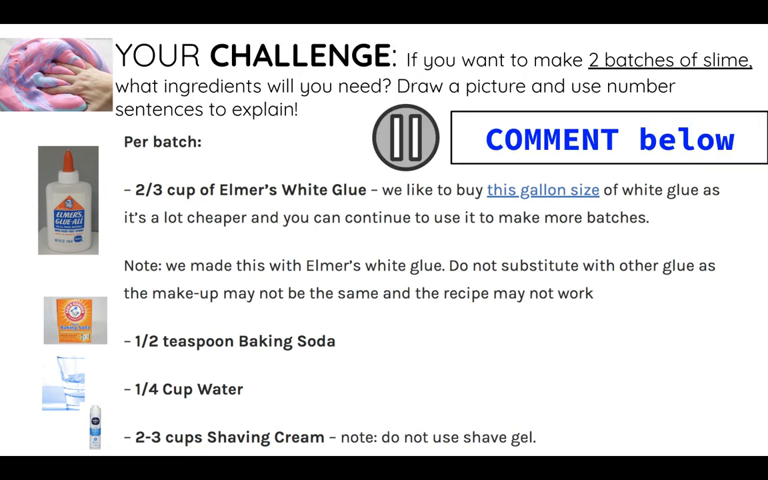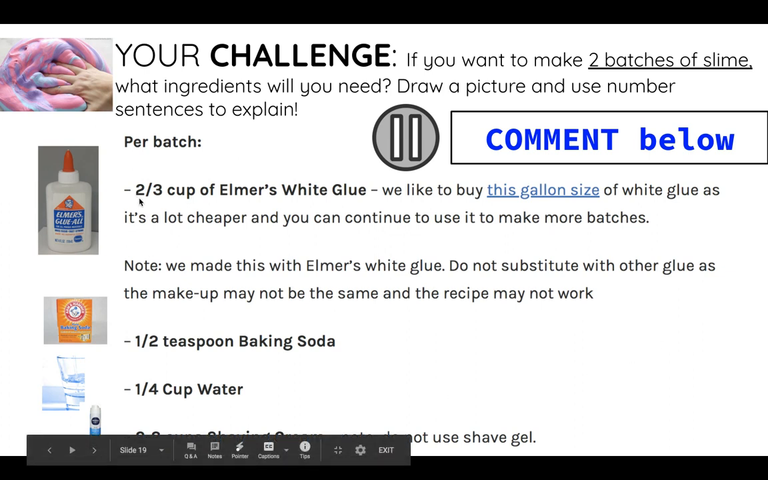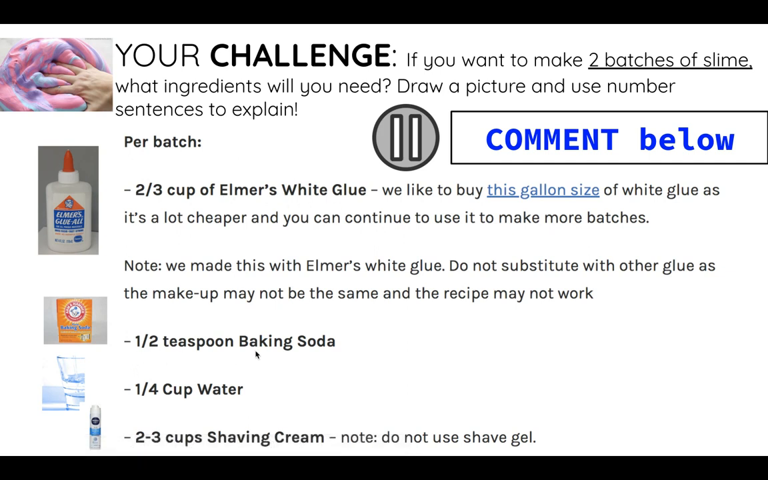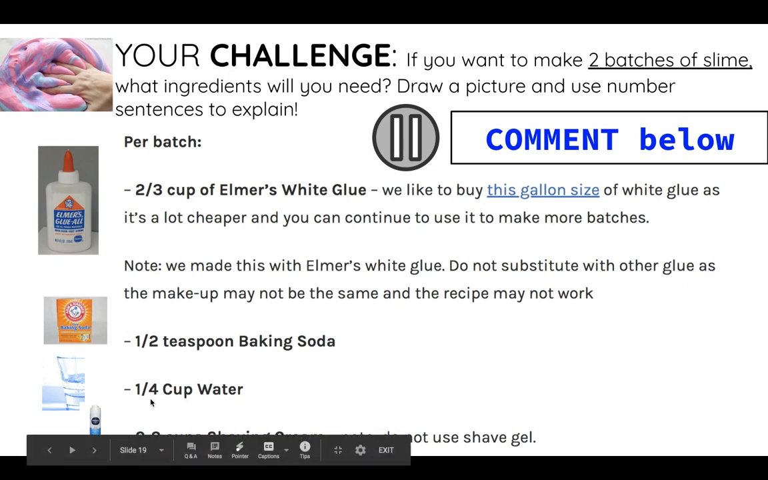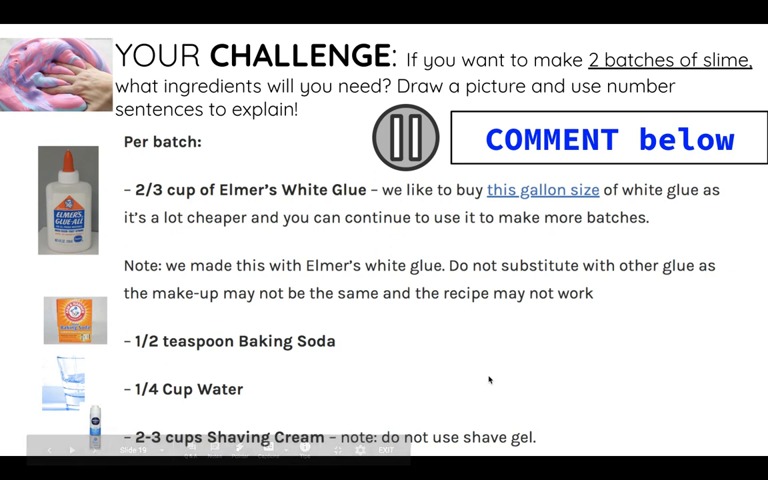Here is your challenge. If you want to make 2 batches of slime, what ingredients will you need? Please draw a picture and use number sentences to explain. So students, this is where you're going to pause the video. Once you look at the ingredients, we have 2/3 cup of Elmer's white glue, 1/2 a teaspoon of baking soda, 1/4 a cup of water, and the last ingredient is 2 to 3 cups of shaving cream.